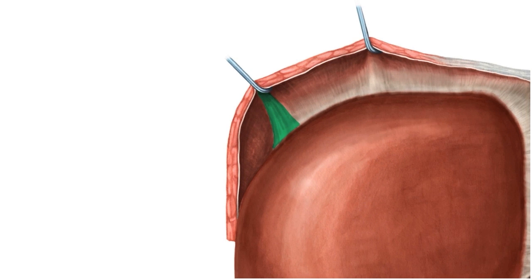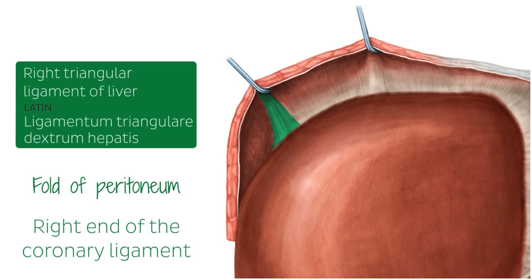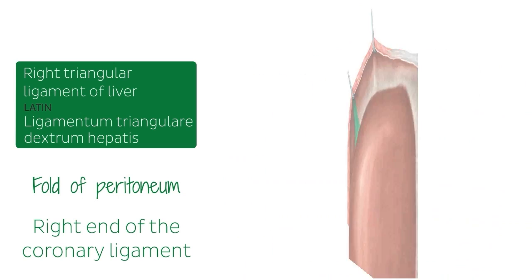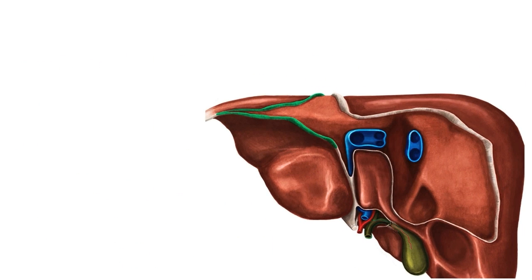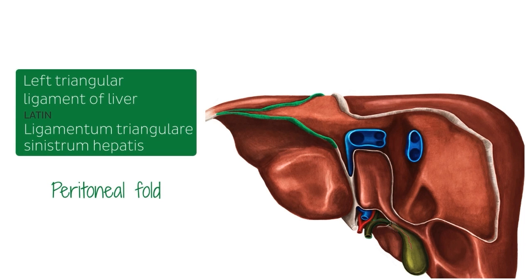The 2 portions of the coronary ligament that we saw earlier come together laterally to form the triangular ligaments. The right triangular ligament of the liver is this triangular fold of peritoneum seen here in green on the right side. It is situated between the right lobe of the liver and the diaphragm, forming the right end of the coronary ligament. On the left side, between the liver and the diaphragm, is the other triangular peritoneal fold known as the left triangular ligament. Here we can see it on the posterior aspect of the liver highlighted in green.